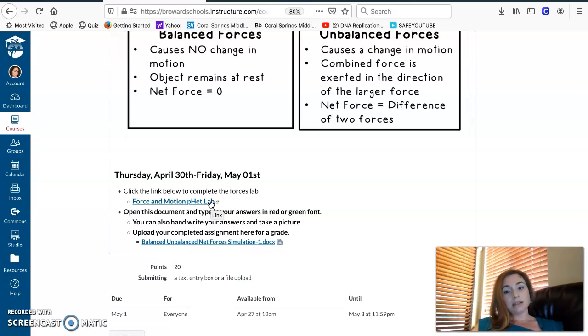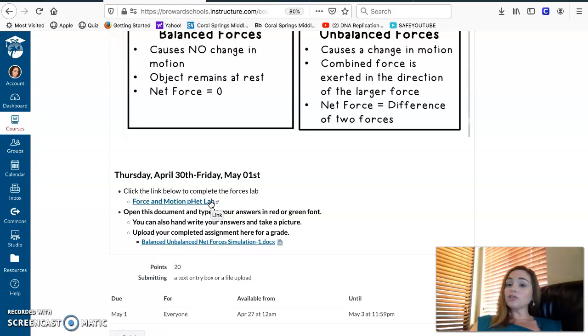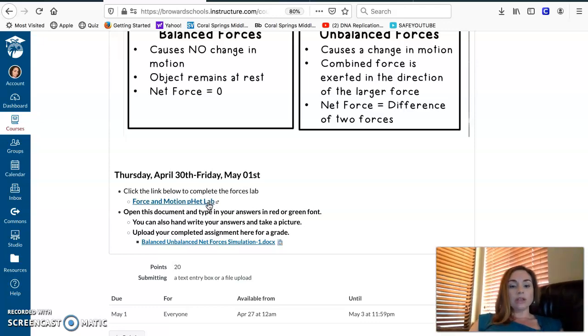If it's an unbalanced force, that means that one side has a stronger force applied. And there is going to be movement, it is acceleration, and it's going to have a net force. So you're going to need to do some math to try to figure out which side is stronger and how it's going to move. So let's walk through the lab.